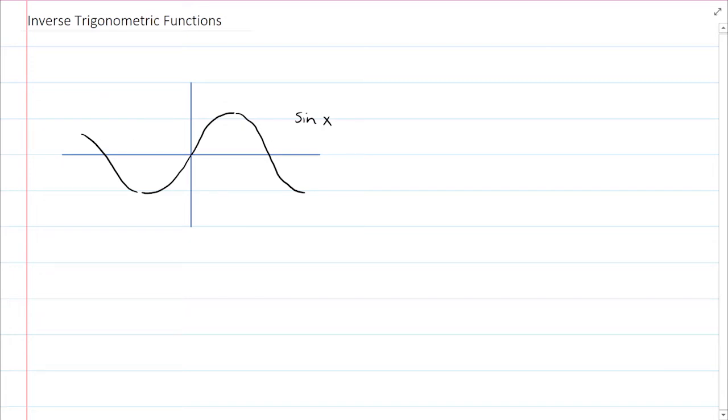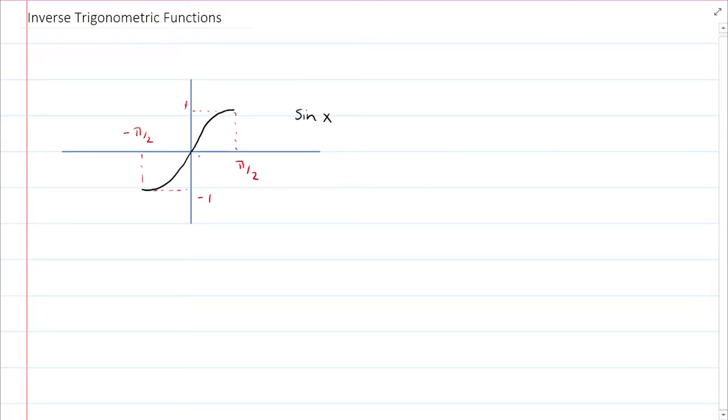So in order for us to be able to define sine inverse, I need to restrict the domain of this function. We do that by restricting the domain between negative pi over 2 and pi over 2. Now what this does, it makes this function one-to-one, and as you see, the range is between negative 1 to 1. Now I'm able to define the inverse of this function.